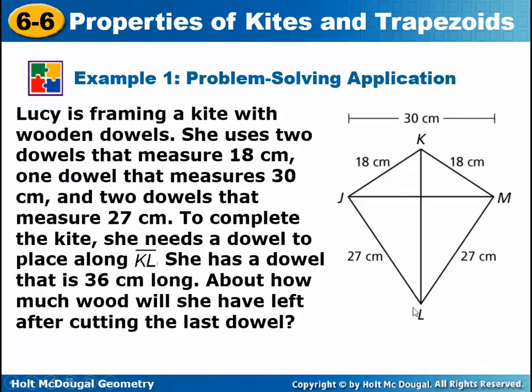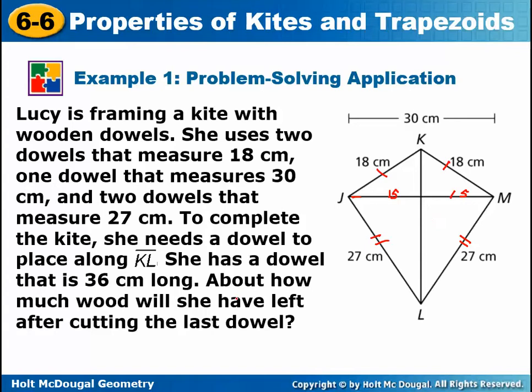In this problem, which is lengthy looking, we're going to solve it without all of their steps. All right, we're given that it's a kite. We also know that 2 sides are 18 and they're congruent to each other, and that there's 2 other sides that are 27 and they're of course congruent to each other. We also are given 2 dowels that measure 18, 1 dowel that measures 30, and 2 dowels that measure 27. So the 30-inch dowel is right here from J to M. So this is 15 and this is 15.